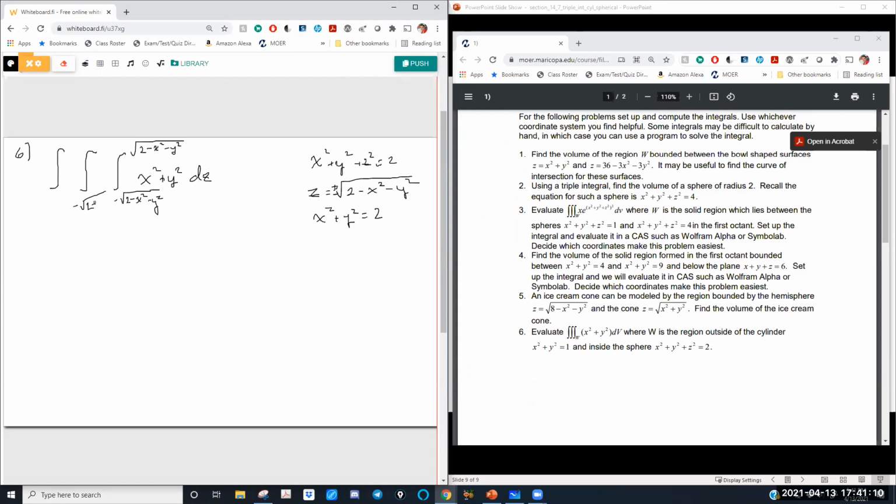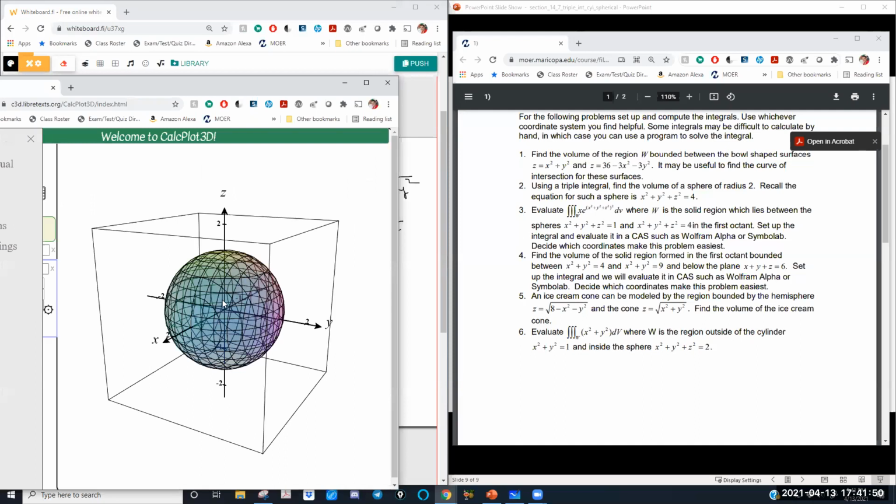Let's do y next again, just out of habit. So negative square root of 2 minus x squared to square root of 2 minus x squared. How did I get those? Solve this for y. y equals plus or minus square root of 2 minus x squared. So that's our limits on y. Our limits on x are the radius, so negative rad 2 to rad 2. So what that's going to do is calculate that function over this sphere.